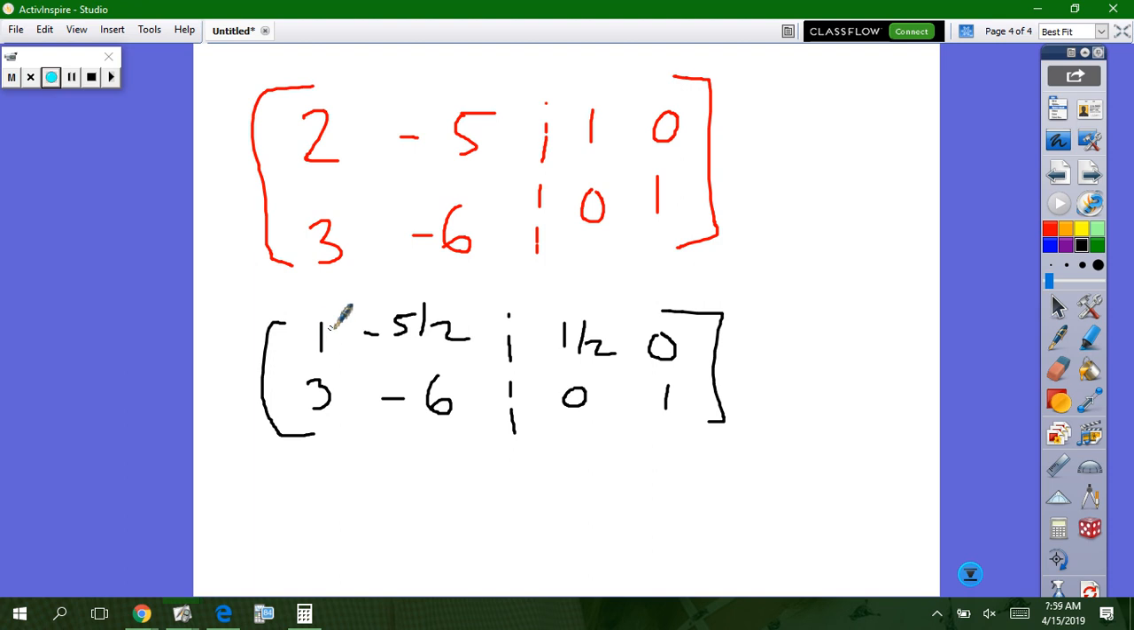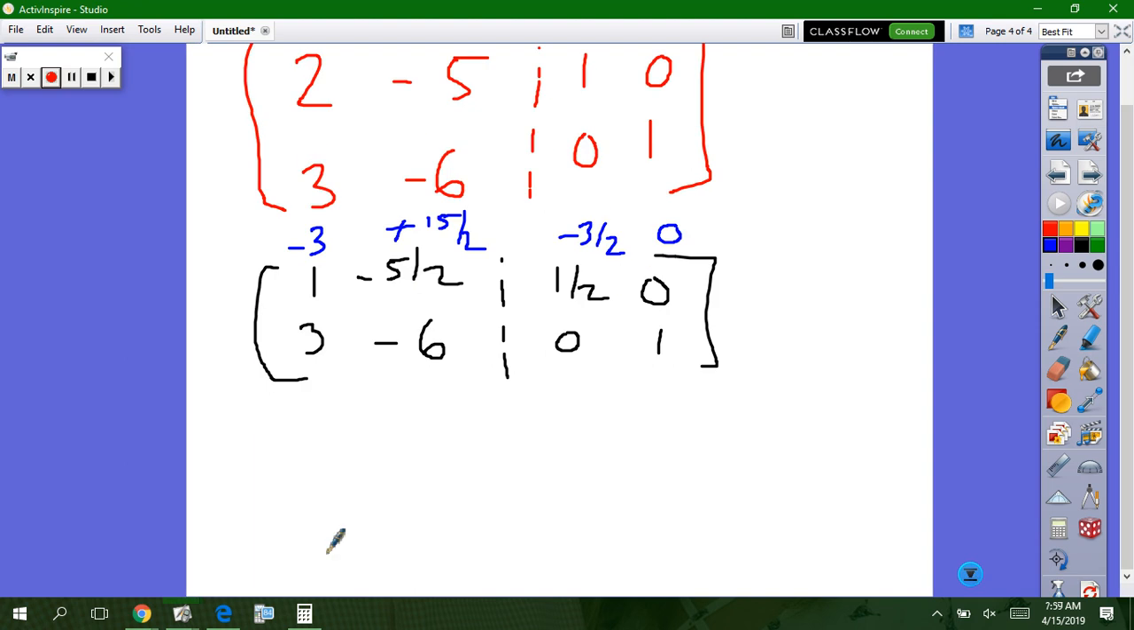So far we got our 1, right? What do we want with that 3 right there? We want him to be a 0, don't we? Does everybody agree with me on that? So I'm going to times row 1 by what? By -3, so that becomes -3, positive 15 halves, -3 halves, and 0. So I go ahead and keep this number. So 1, -5 halves, 1/2, and 0.